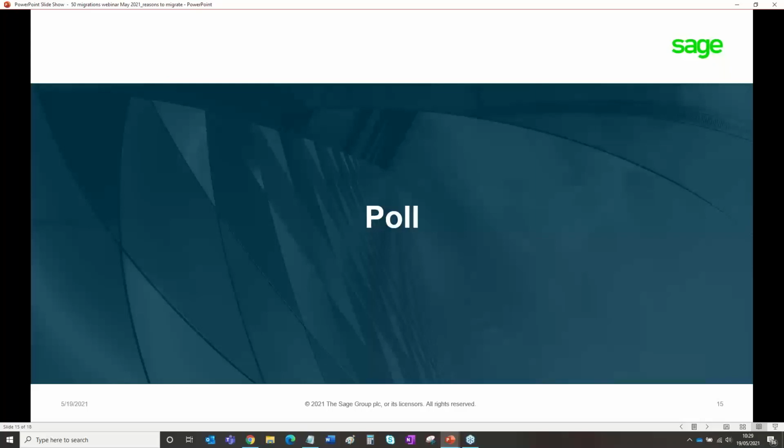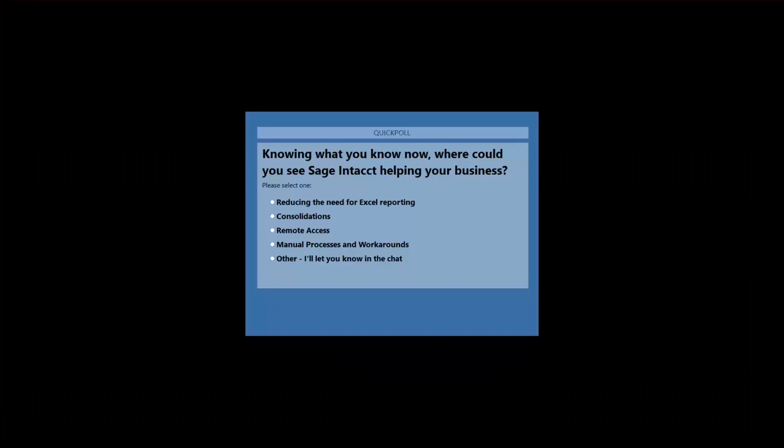And this is the last question from us, so this is the last bit of manual stuff you'll have to do. But just knowing what you know now and what we've just told you about Sage Intacct at a really high level, where do you think the solution could help your business? If you were to move from Sage 50 to Intacct, what areas do you think would be the most beneficial to you? We might see a bit more consistency and repetition here, but is it around things like reducing the need for Excel reporting?